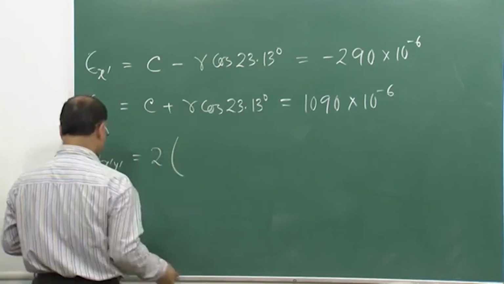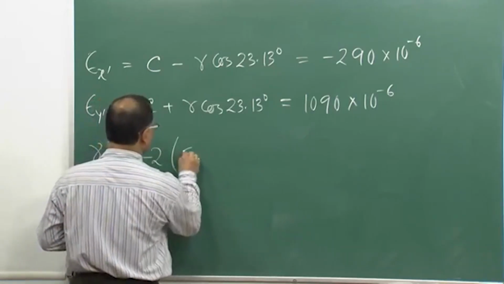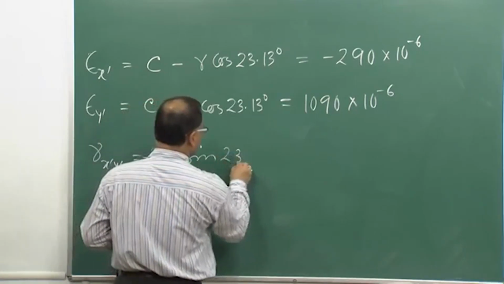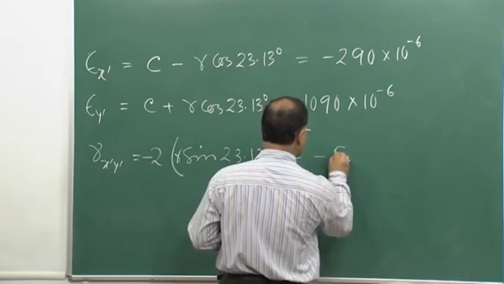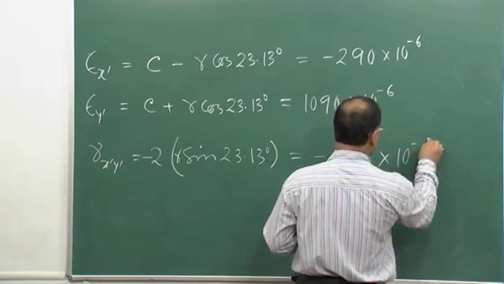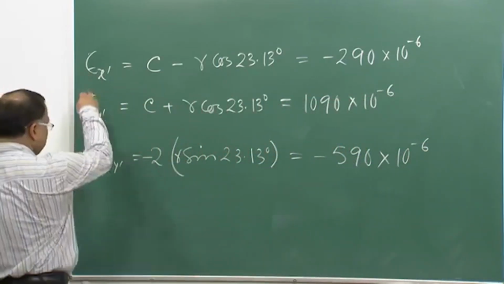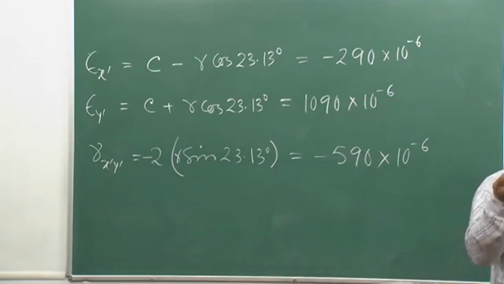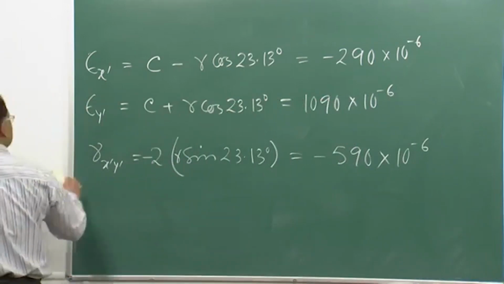twice of minus r sin 23.13 degree, that comes as minus 590 into 10 to the power minus 6. So, these are the strain components in the x prime y prime coordinate system. Now, the next objective is to find out the principal strains.